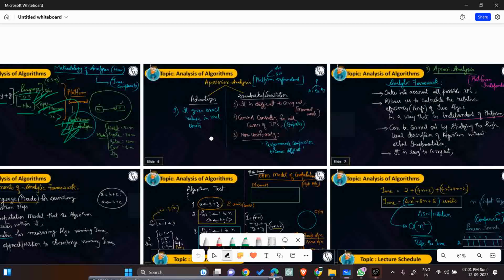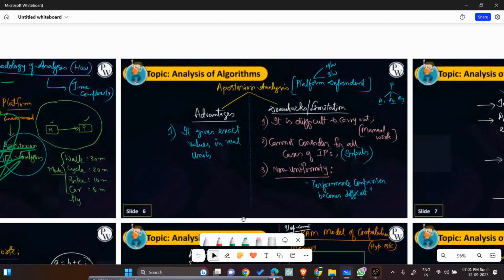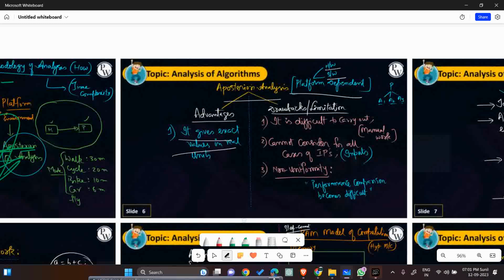What is a posteriori analysis? This is always platform dependent. It depends on hardware and software. It gives an exact value in real units. Drawbacks and limitations: it is difficult to carry out manually. It cannot consider all cases of inputs. Non-uniformity: performance comparison becomes difficult because results vary from system to system.